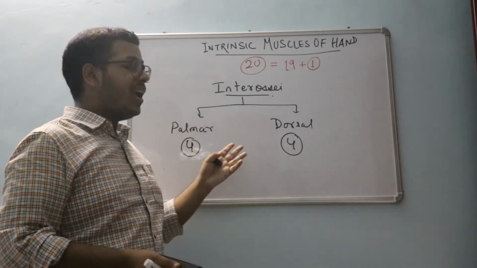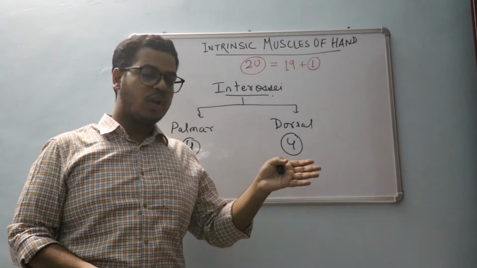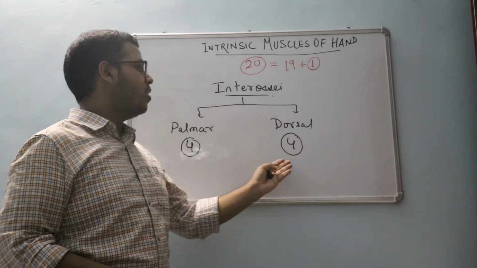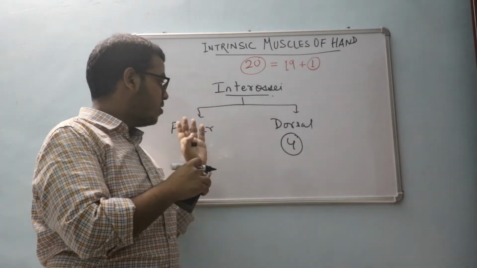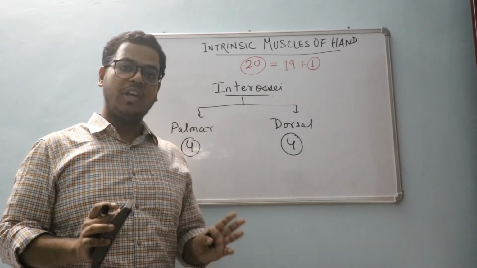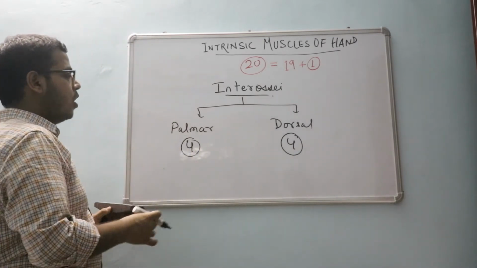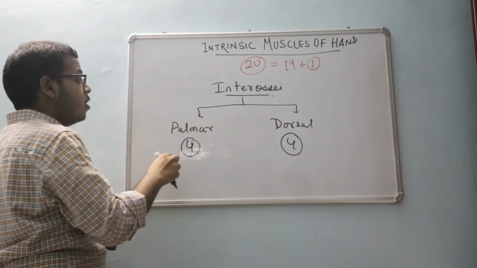Okay, so we have already discussed the 3 thenar, 3 hypothenar. And then we have the 4 palmar and 4 dorsal. How much is it? 20. It is 3 plus 3, 6, plus 4, 10, and this is 14. Okay. So we have discussed the 14 muscles.